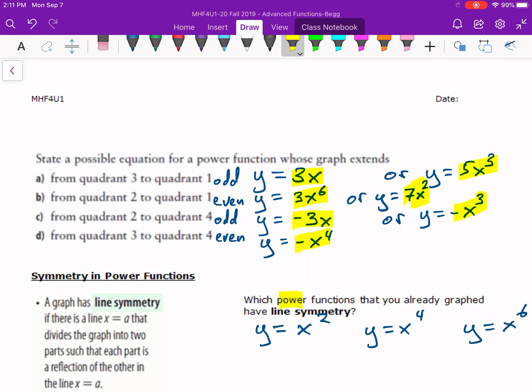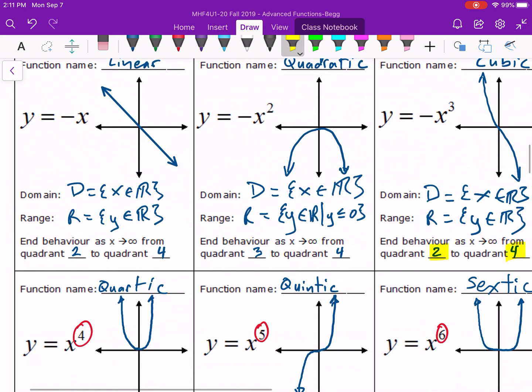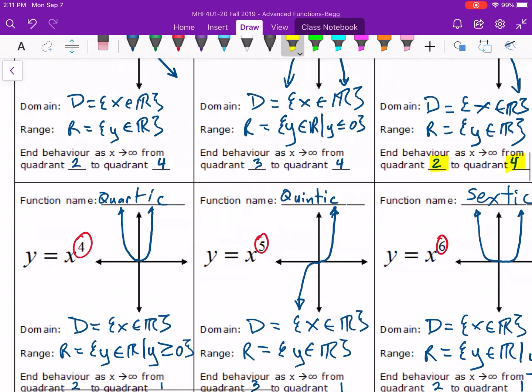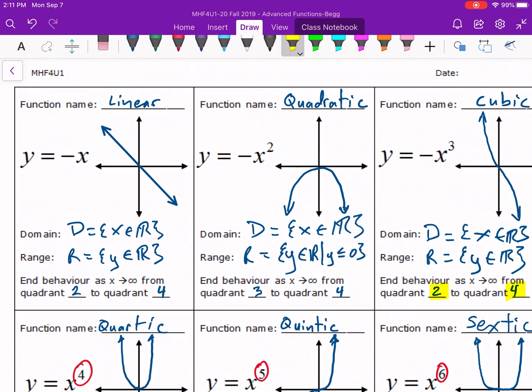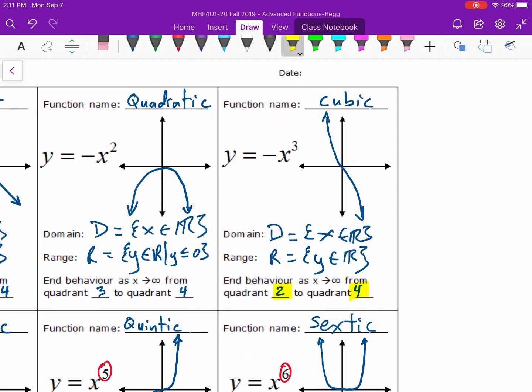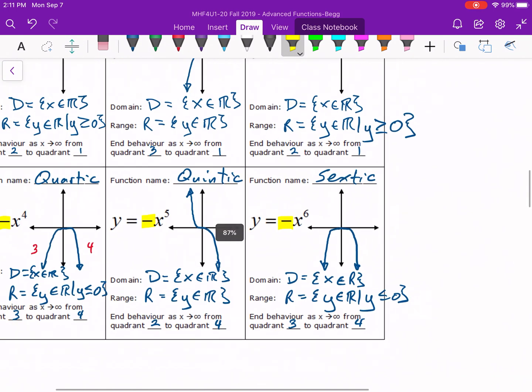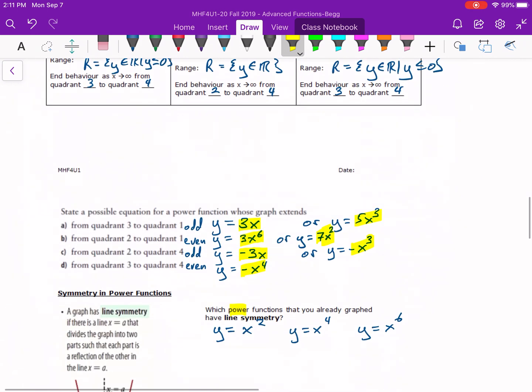If I want to go from quadrant 2 to quadrant 4, then we're back to odd again, right? So these are like linear, the linear that's been reflected. Where's a reflected linear one? There it is. Reflected linear goes from 2 to 4. Reflected cubic goes from 2 to 4. Reflected quintic goes from 2 to 4. So they're all odd. They all have a negative leading coefficient. And then we have what's left, quadrant 3 to 4. As long as they look like an upside down parabola, in other words, as long as they've got an even exponent and a negative leading coefficient, they're going to go from quadrant 3 to 4.